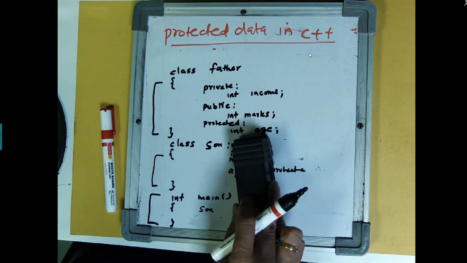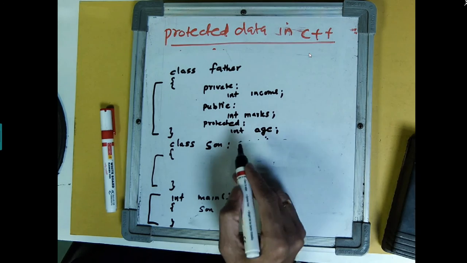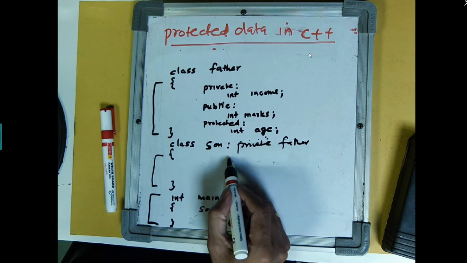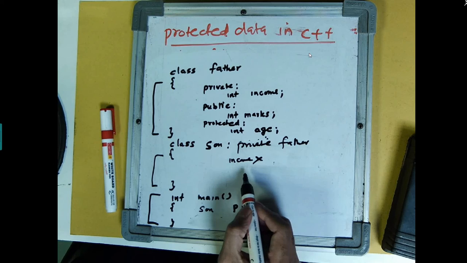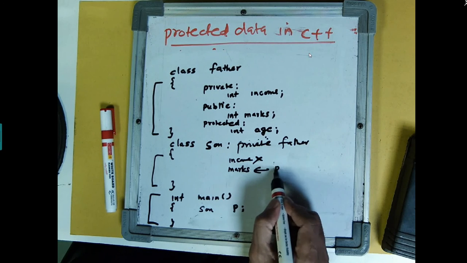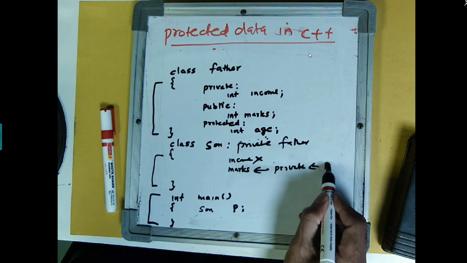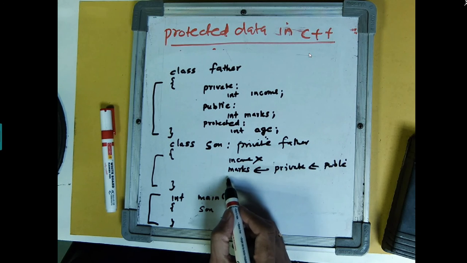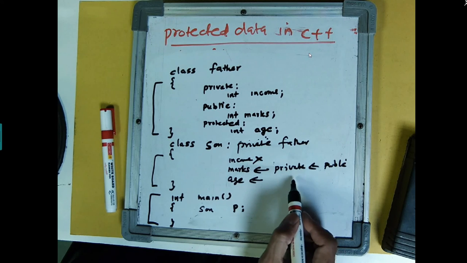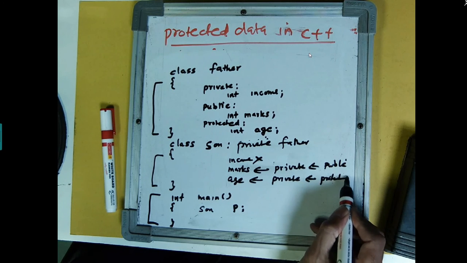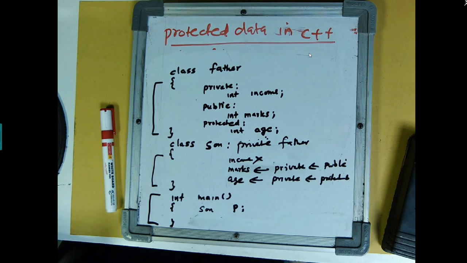Now the third case, let's say you are inheriting this as private father. Income cannot come because it is already private. Marks is public, so marks will become private here. From public it converts into private. And age, which was protected, will also become a private variable here. From protected it becomes private inside this. Now practically we can see how this can be implemented in a C++ program.